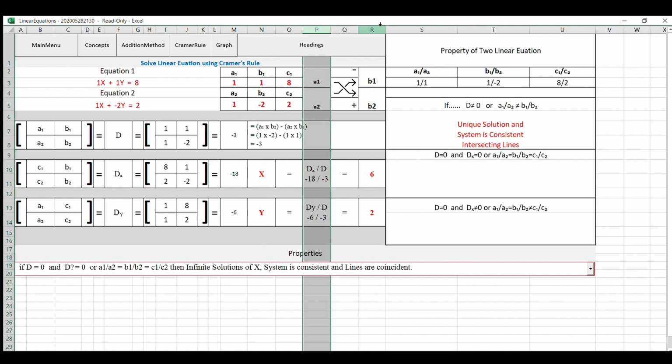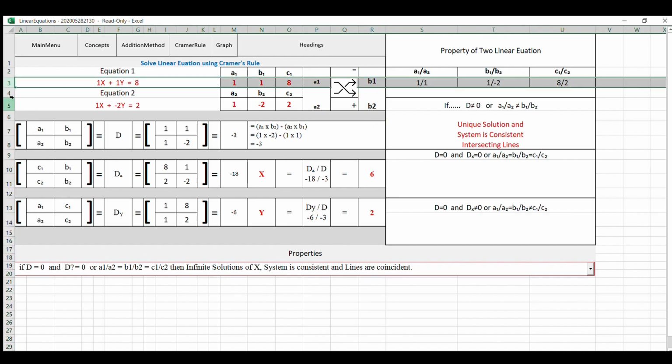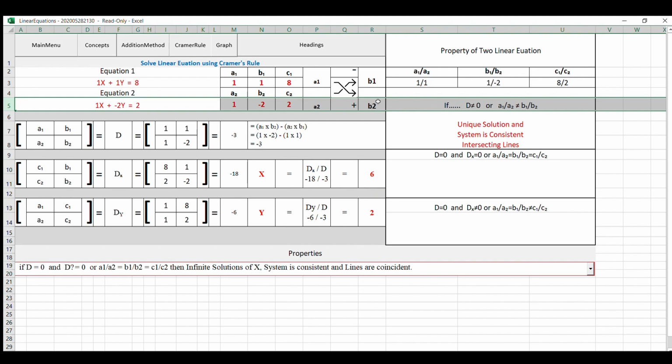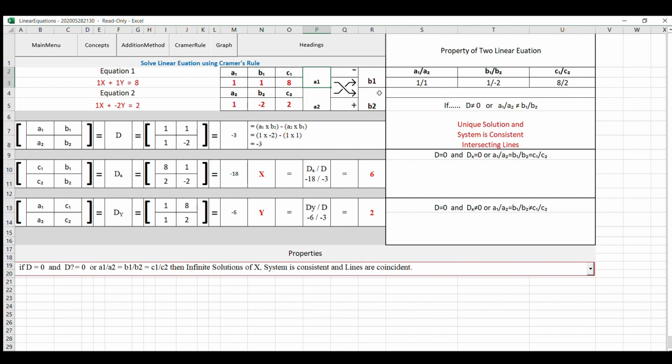Now how do you calculate the determinant? Look at this diagram. You do a cross product and then subtract. Now when you say cross product, what do you do? You multiply A1 with B2. Same way you multiply A2 with B1. And to calculate the determinant, the product of A1 B2 minus A2 B1. That is your answer.